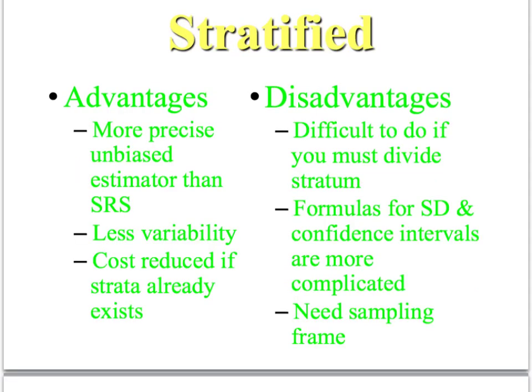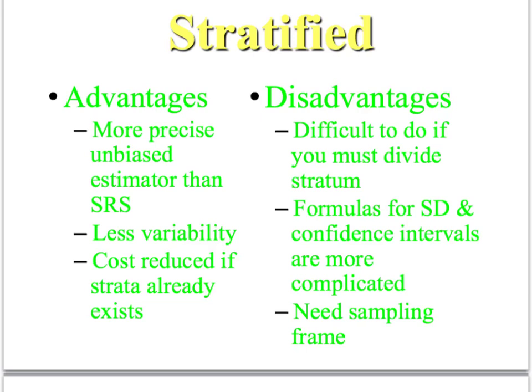Our next sample that we talked about was the stratified random sample. And it's good if we want a more precise, unbiased estimator than the simple random sample is for us. It provides less variability. And remember, variability is how far the data ranges. And it doesn't cost as much if the strata are already there for us. If our population is already divided into groups that are easily seen, like we had with our school example. A school population is already divided by grade level, which is easy to do a stratified sample with.